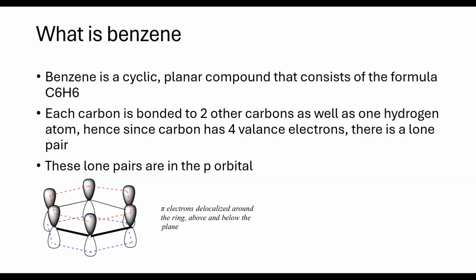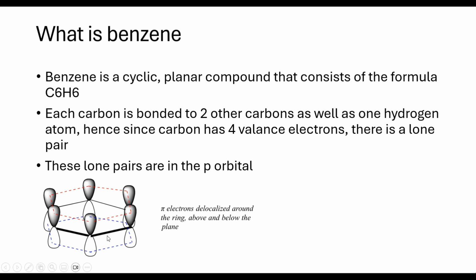Benzene is a cyclic, so that means it's a circular, planar compound that consists of the formula C6H6. Each carbon is bonded to two other carbons as well as one hydrogen atom. Since carbon has four valence electrons, four electrons in the outer shell, there is a lone electron left, since we used up two electrons with the other carbons and one electron with hydrogen.